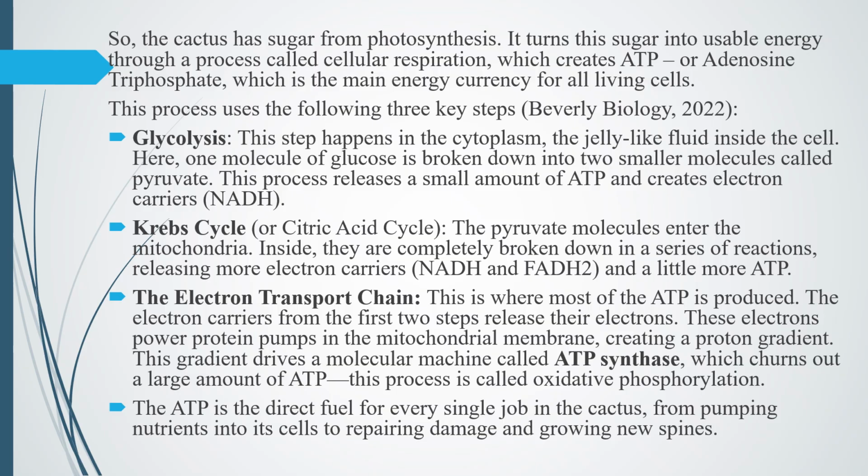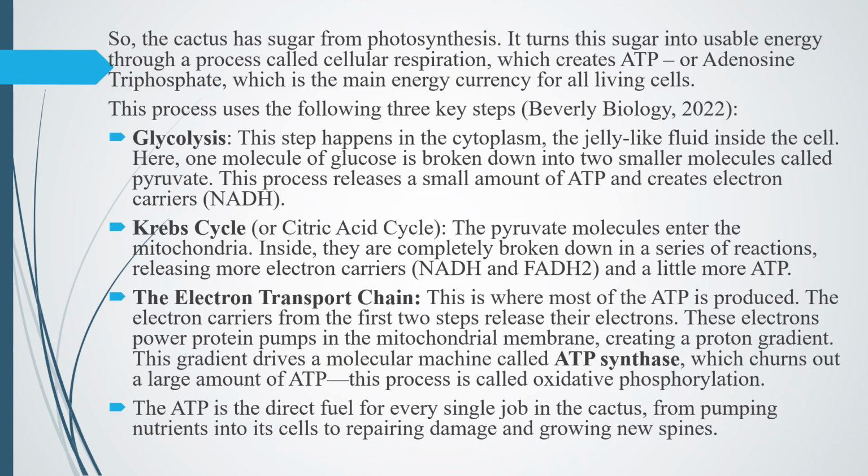The next step is the Krebs cycle, or we can also say that it is the citric acid cycle. The pyruvate molecules enter the mitochondria. Inside, they are completely broken down in a series of reactions, releasing more electron carriers, that is the NADH and the FADH2, and a little more ATP.